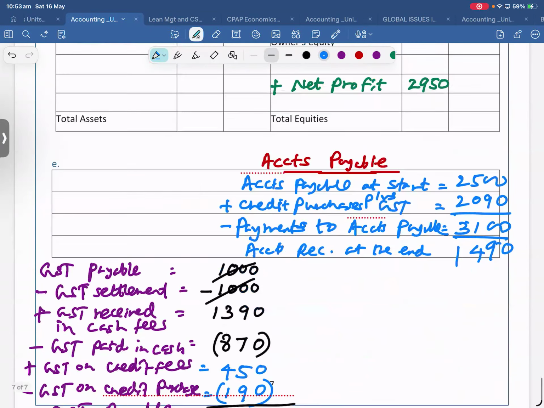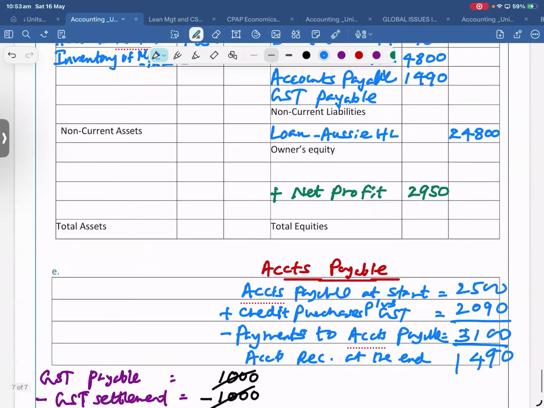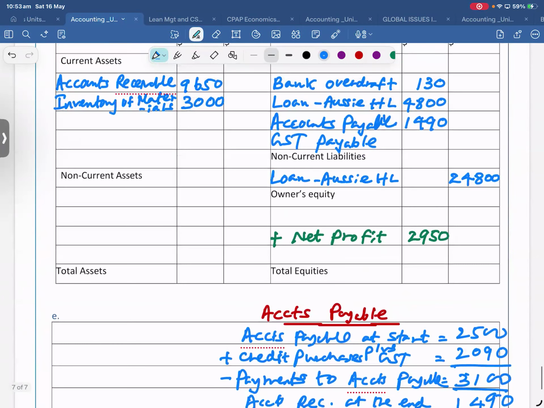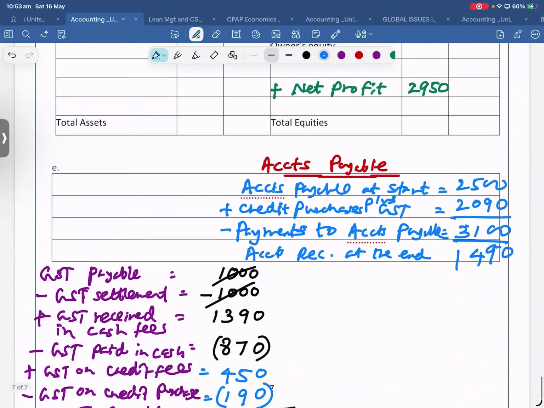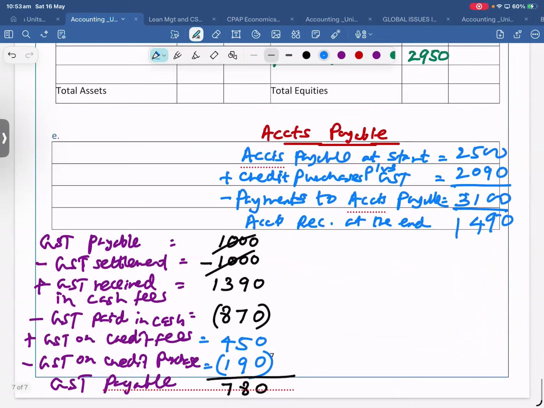It's negative, yes, 780. No, not negative. It's positive, meaning we have to pay. If it goes negative, that means we are going to receive. All the amounts that I have put within brackets or minus mean we have paid. Positive means we have received. So if we end up with a positive, we are going to repay that. So it's a liability.